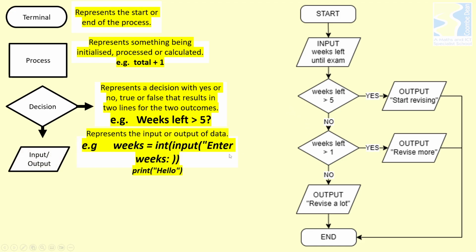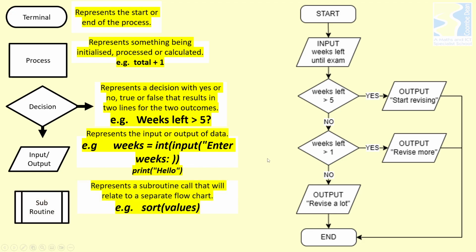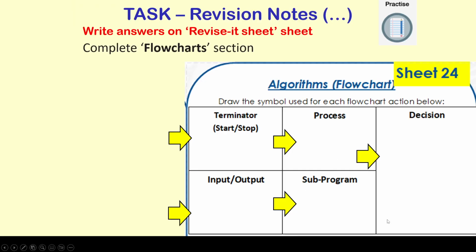Inputs or outputs, such as someone typing something in or printing something out, is a parallelogram symbol. And possibly you might even have a subroutine where it calls a different part of the program. It runs a different program. That is a subroutine box. So that would run a completely separate flowchart if it got to that. And of course the arrow which shows what direction the program is going in. Okay, so on your sheet, just do this section here. Draw the symbols for each of these. Pause the video, do this now.